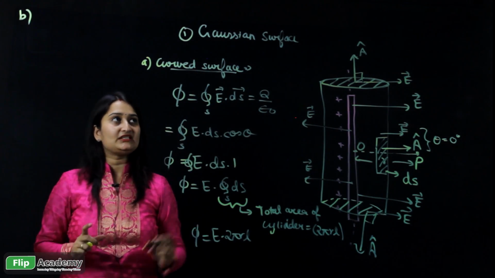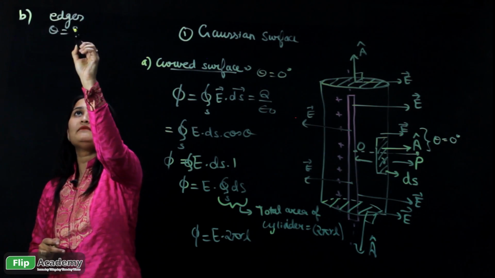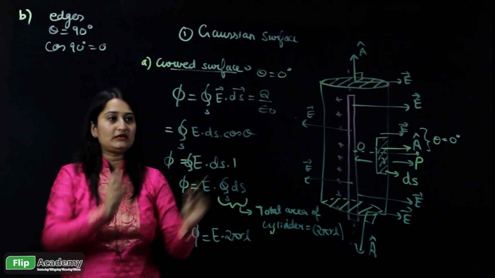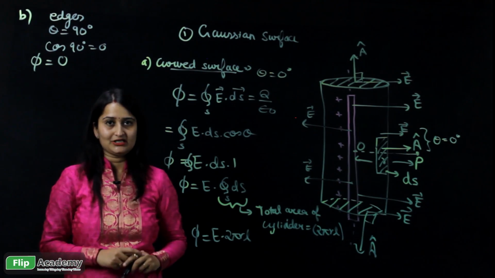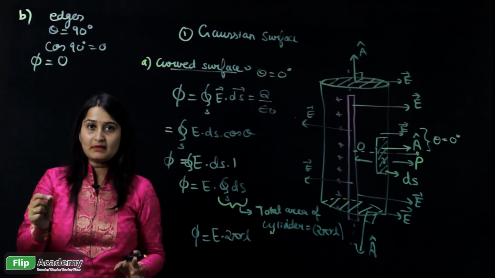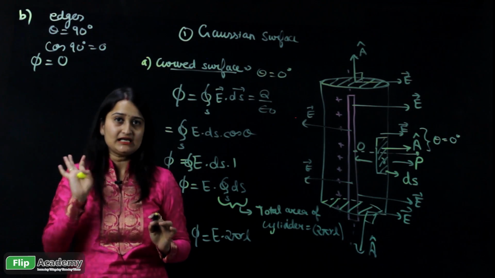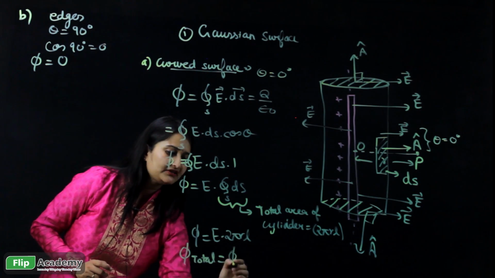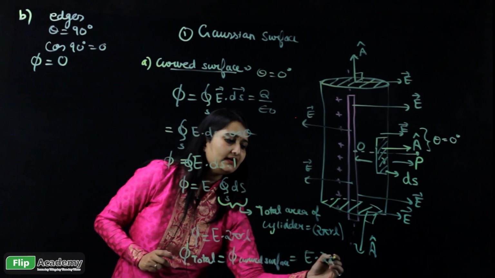So theta is equal to 0 degrees for the condition of a curved surface. For the edges, theta would become 90 degrees, and cos 90 degrees is 0. So in this condition, if we calculate the flux like we have calculated here, the flux comes to 0. Now if we have to find the total flux along this whole cylindrical surface, it becomes only due to the contribution of the curved surface. No edges are required, because in that condition the flux is 0. So the total flux is equal to the flux created by the curved surface, that is E dot 2 pi r L.